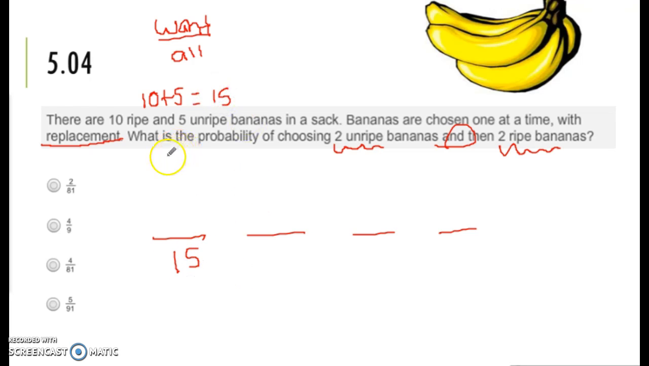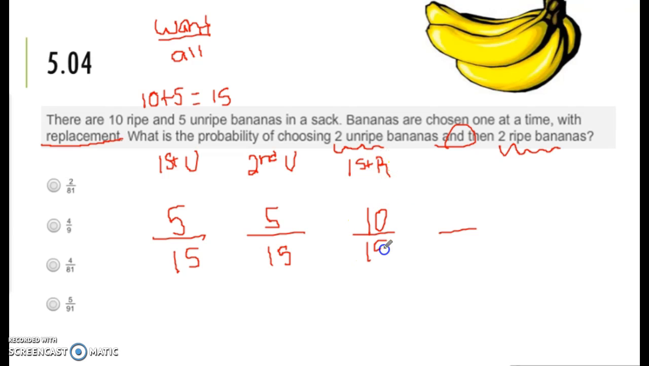So my first probability, remember this is for my first unripe. There are 5 unripe bananas and there's 15 total. Well, then I put it back in. I do replace the banana. So for my second unripe banana, there's still 5 out of 15 because I'm putting it back in. Then I put that unripe banana back in, and now I want to draw my first ripe banana. There's 10 ripe out of 15 total. Then I put it back in, and then there's still 10 ripe out of 15 total.